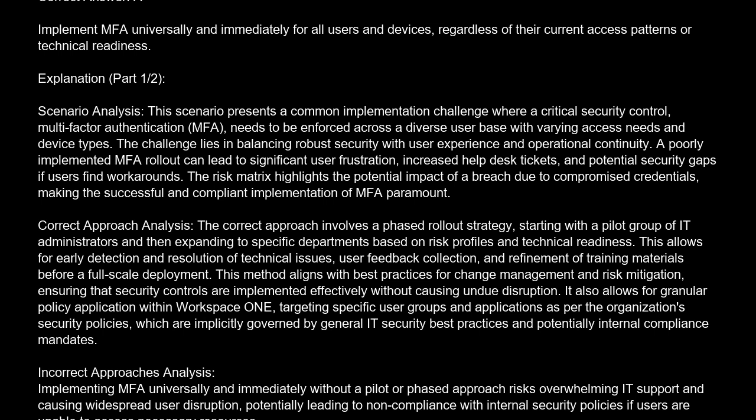Correct approach analysis. The correct approach involves a phased rollout strategy, starting with a pilot group of IT administrators, and then expanding to specific departments based on risk profiles and technical readiness. This allows for early detection and resolution of technical issues, user feedback collection, and refinement of training materials before a full-scale deployment. This method aligns with best practices for change management and risk mitigation, ensuring that security controls are implemented effectively without causing undue disruption.